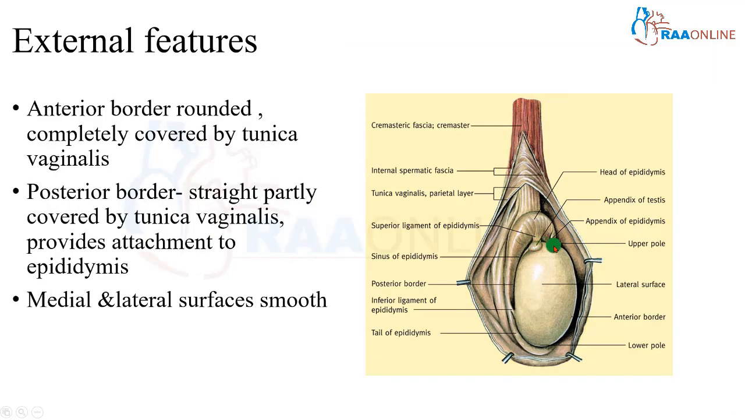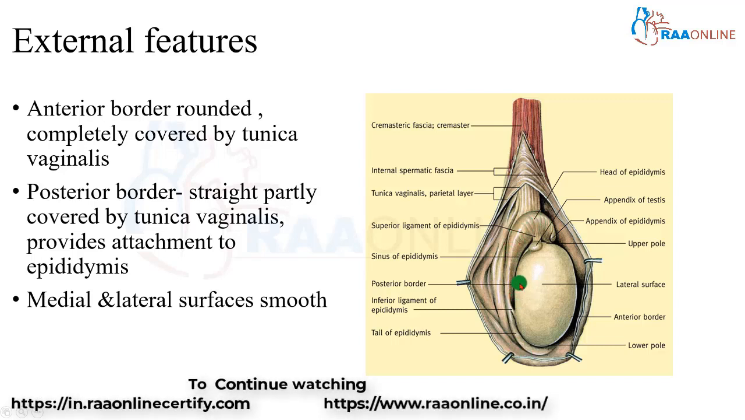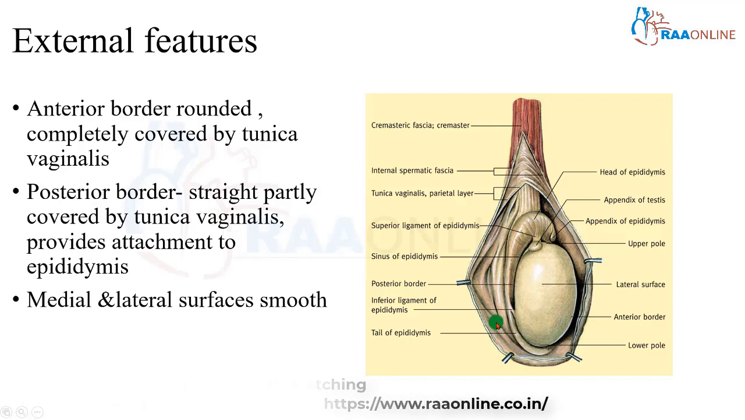If we see the anterior border, it is rounded and it is covered by a covering of testis known as tunica vaginalis. We will see about that later. The posterior border is a somewhat straight border and it is partly covered by the tunica vaginalis and it provides attachment to the rest of the epididymis. The head is attached to the upper pole, and the rest of the epididymis is attached to the posterior border. And we have the medial and lateral surfaces of the testis, which are smooth. So these are all the parts of the testis.